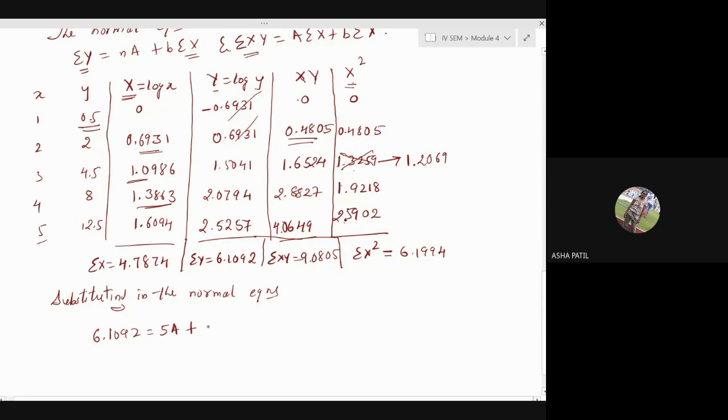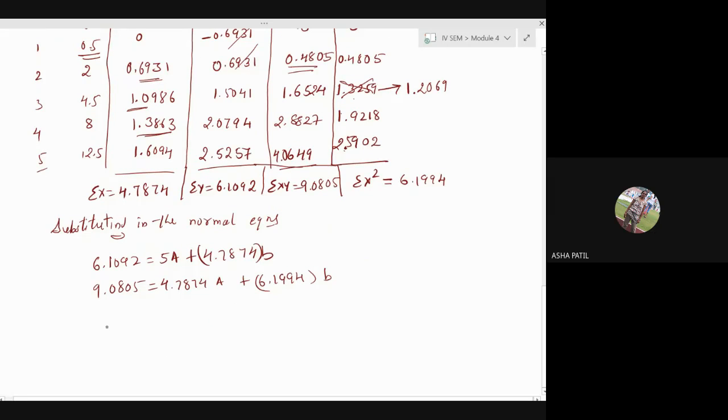Next one is b into summation x, 4.7874, small b. Second normal equation is summation xy, which is 9.0805, and we have capital A into summation x, 4.7874 A, plus summation x square, which is 6.1994, into b. So from these two equations, obtain the values of capital A and small b.